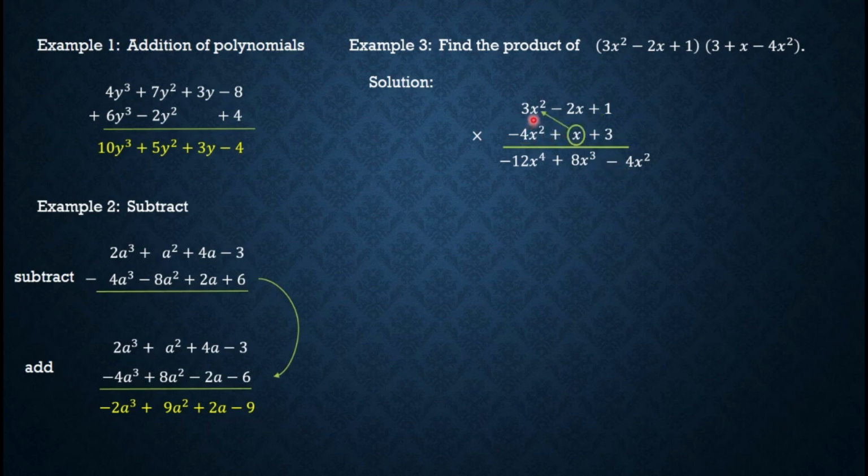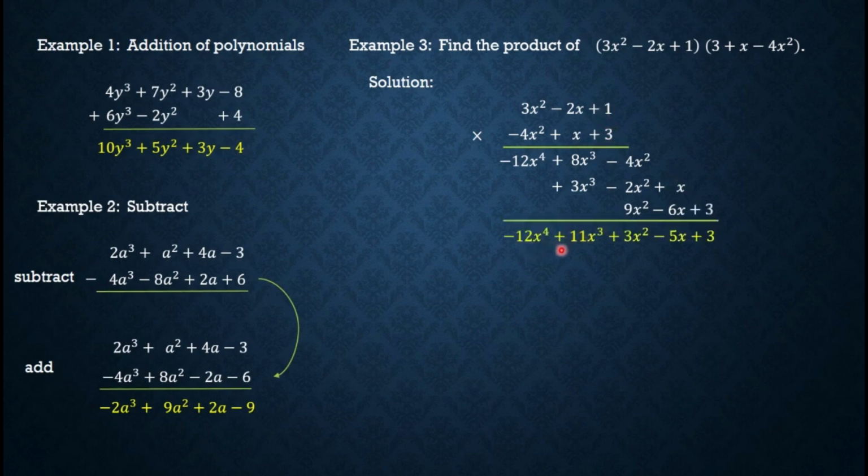x times 3x squared is equal to 3x cubed. x times negative 2x is equal to negative 2x squared. Next, x times 1 is equal to x. Next, 3 times 3x squared is equal to 9x squared. 3 times negative 2x is equal to negative 6x. 3 times 1 is equal to 3. Then the final answer is negative 12x to the fourth plus 11x cubed plus 3x squared minus 5x plus 3.